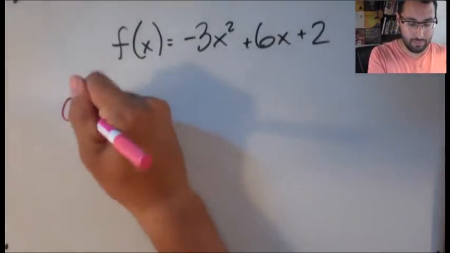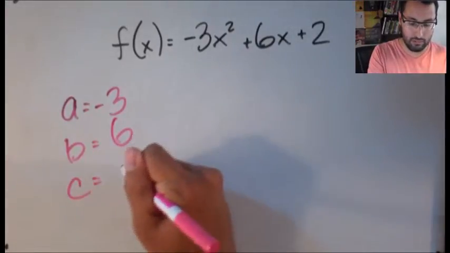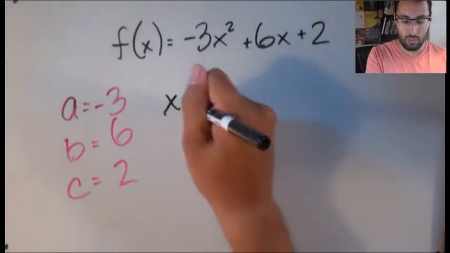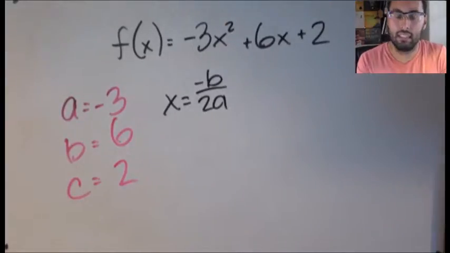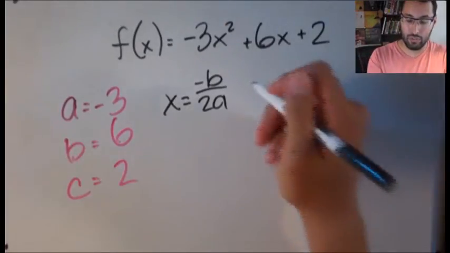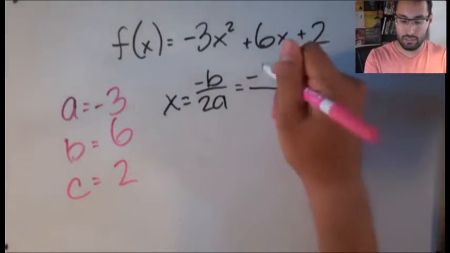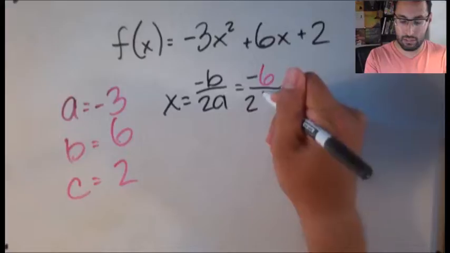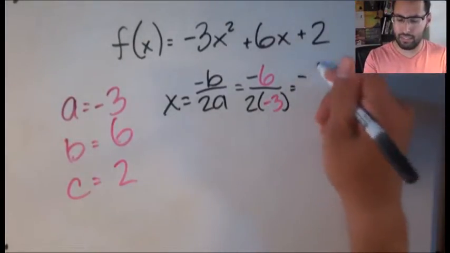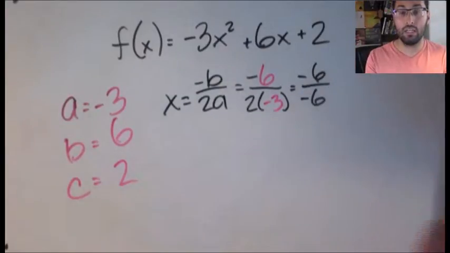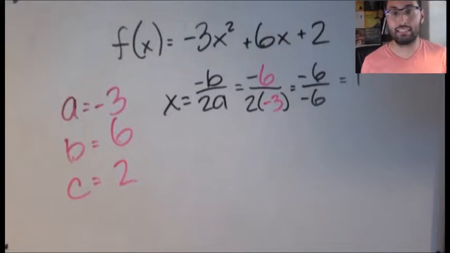So our a value is -3, b value +6, c value +2. We're going to plug the a and b values into this formula for the x of the vertex, x equal to -b over 2a. So we're going to have x equal to negative, our b value is 6, over 2a, which is 2 times -3. Let's simplify this. This is going to be -6 over -6, which simplifies to +1. Okay, that is the x value of our vertex.